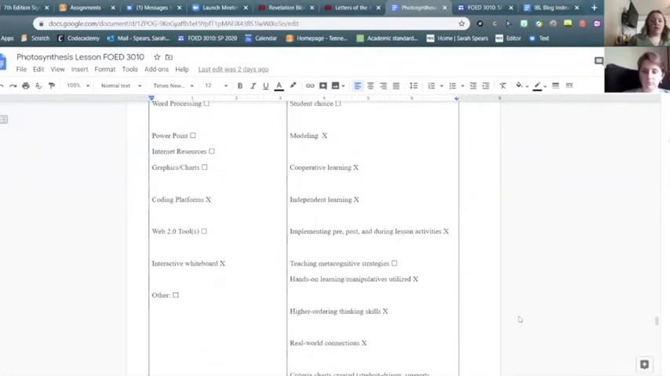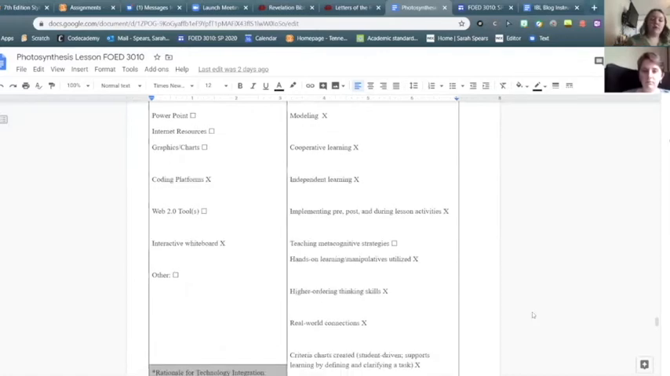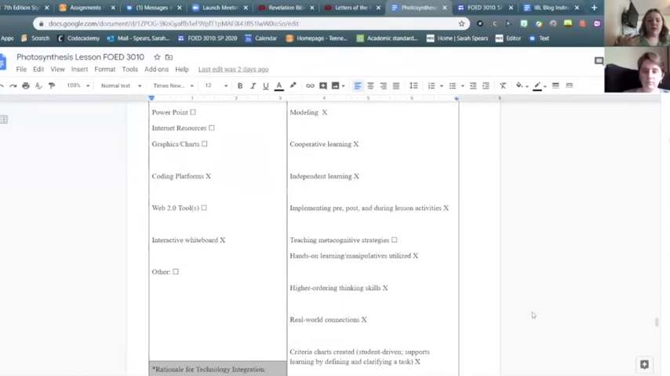The higher order thinking skills, that's going to be their computational thinking that they're going to be working with, and really learning the steps of that and how they're going to use that to make their scratch game. Real world connections, hopefully they'll be able to take the coding that they've learned in Scratch, be able to take that to the real world. Hopefully they'll be able to take the photosynthesis material that they've learned and take that into the real world.